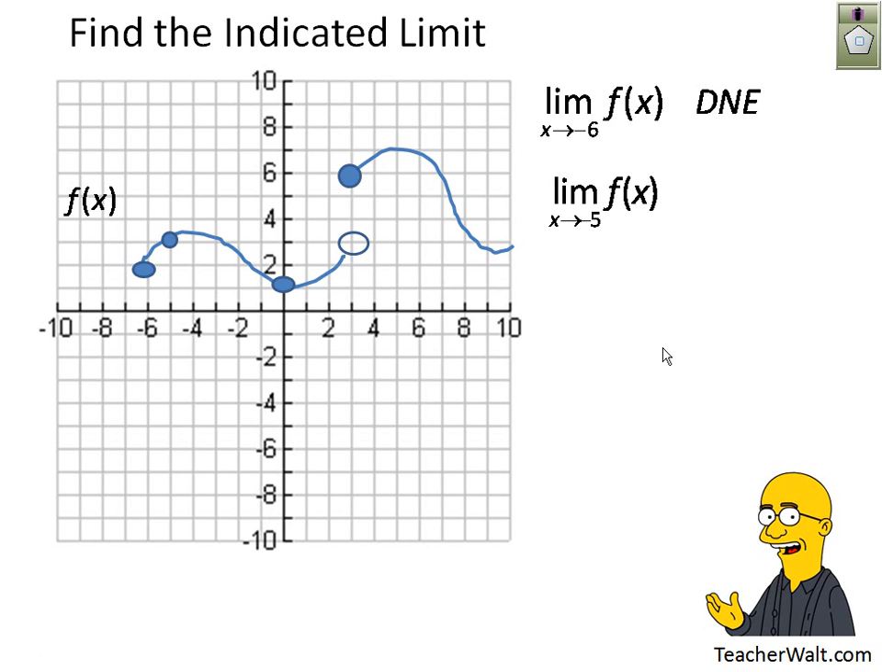What about -5? Over here is -5. Now you can see that the limit exists right away, because obviously if you're coming from the left, you end up at the same level as if you're coming from the right. And that level would be 3.